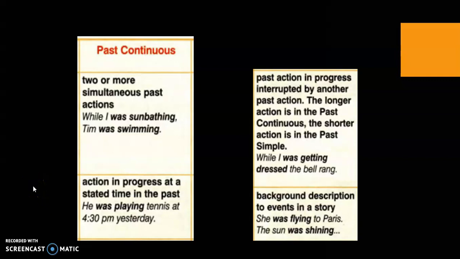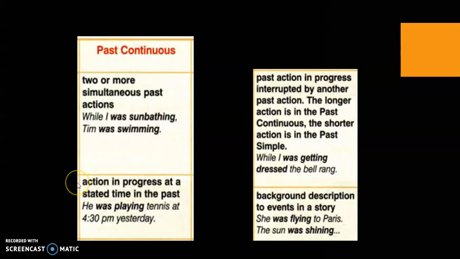Well, the next form of past tense is the past continuous. The past continuous is used for two or more simultaneous past actions. While I was sunbathing, Tim was swimming. Here we have two actions, two simultaneous actions.